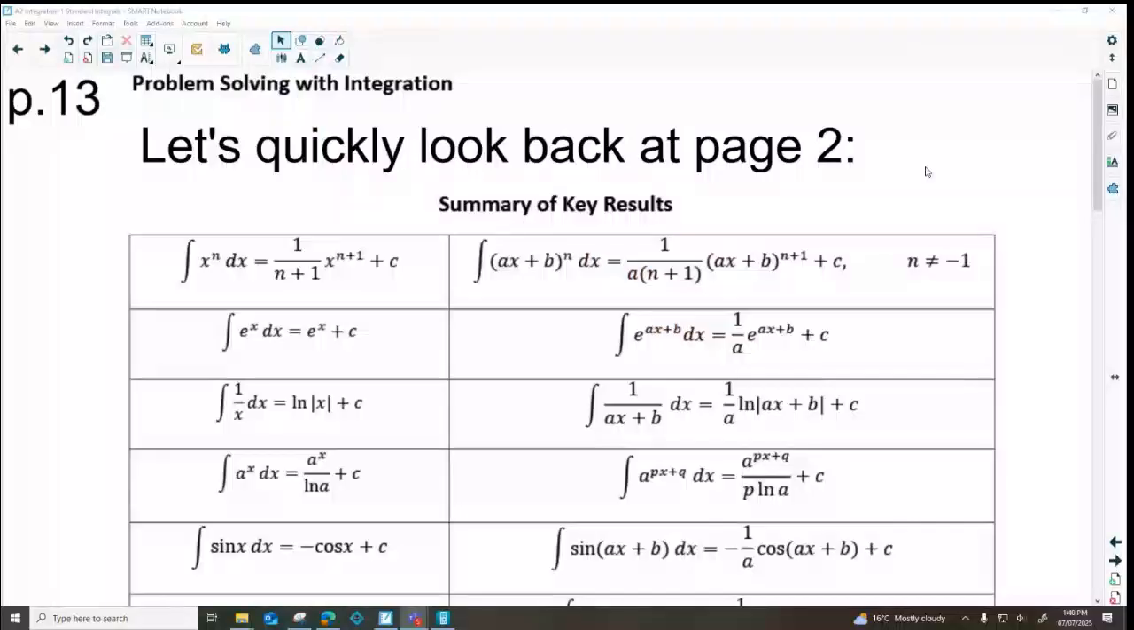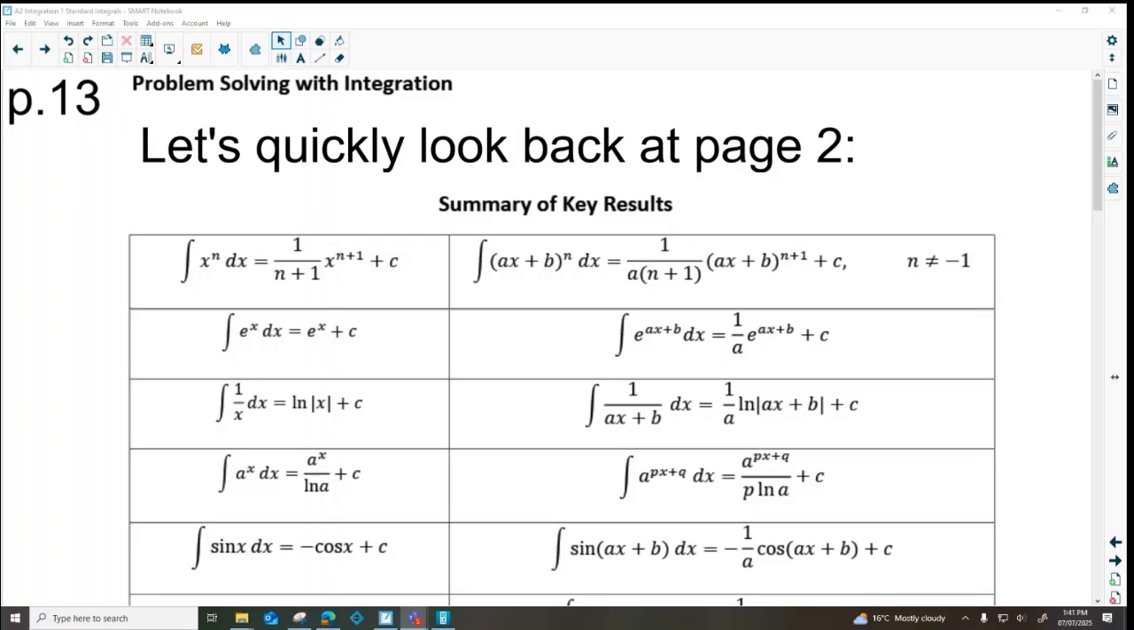Chapter 13, it says, problem solving with integration. We've now reached the point where we've done all of the rules of integration that you need. Today's lesson is going to sometimes use some of these rules in a more challenging way. It's a lesson of problem solving.